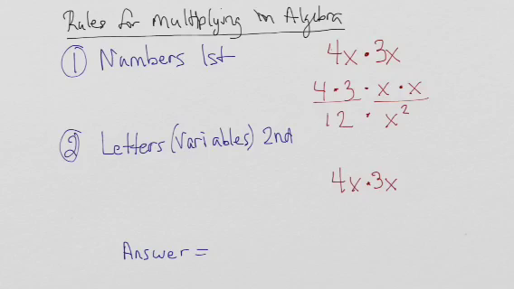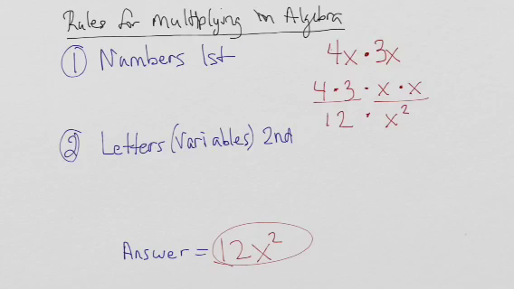So that means my answer would then be 12x to the third. I don't know what this extra one down here was for. So my answer then would be 12x squared. Again, numbers first, letters second.